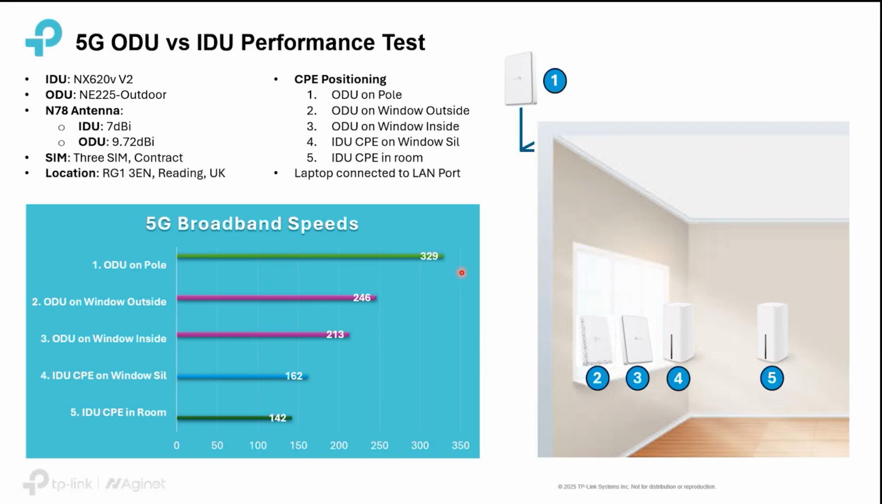And so absolutely, having an outside ODU, you can see the benefit there of having that near 10 dB gain directional antenna outside pointed the right way. When it comes down to an indoor CPE, don't get me wrong, still 142 meg download speeds even on the indoor CPE in the middle of the room, which, let's face it, is twice as good as any VDSL service you're going to get. So still very, very worthwhile looking at.